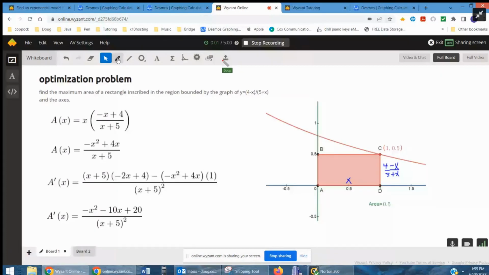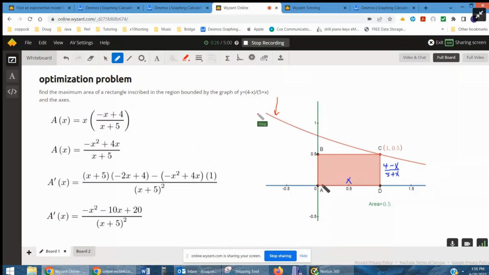Okay, this red line right here is the graph of the right-hand branch of (4 minus x) over (5 plus x). There's another branch over in here somewhere, but it doesn't apply because we only get rectangles bounded by the axes for this right-hand branch.